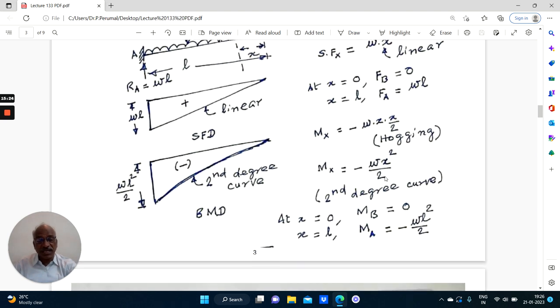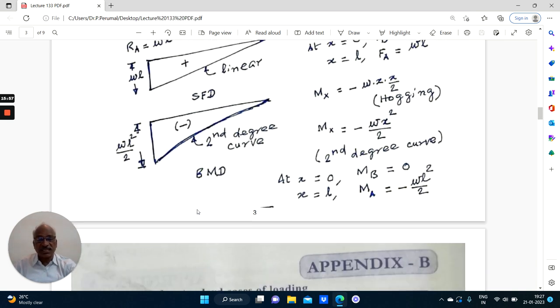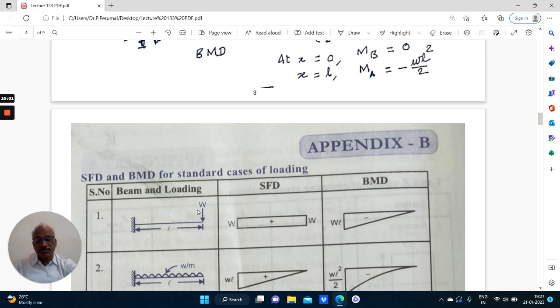This equation indicates that the curve will be a second degree curve. Therefore, when you substitute x equal to 0, M_B equals 0. When you substitute x equal to L, M_A equals minus W L squared by 2. So the hogging bending moment has a maximum ordinate of minus W L squared by 2 at the fixed end, and the variation is second degree. With this introduction, you will be able to derive the standard cases, because when you go to higher semesters, as I told, you are supposed to remember this. You will not be permitted to do the calculation, you will not have time either.